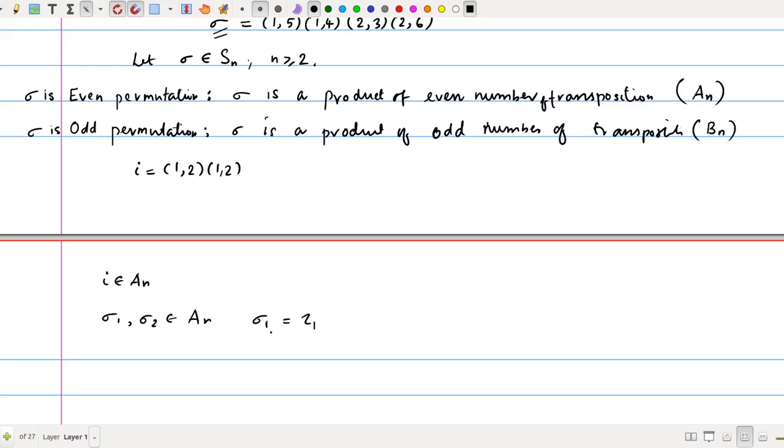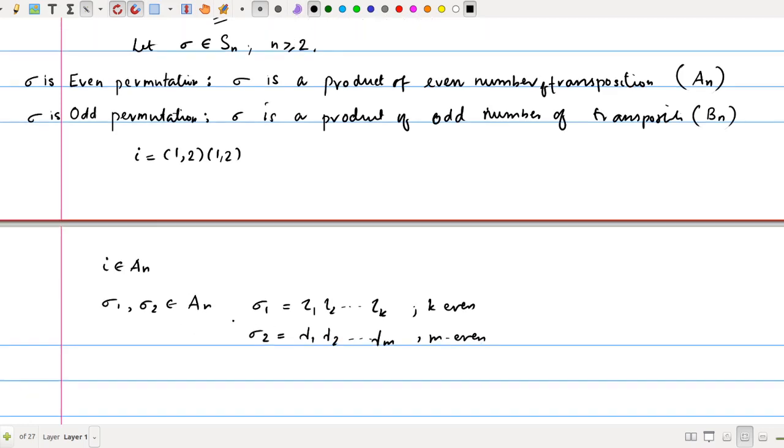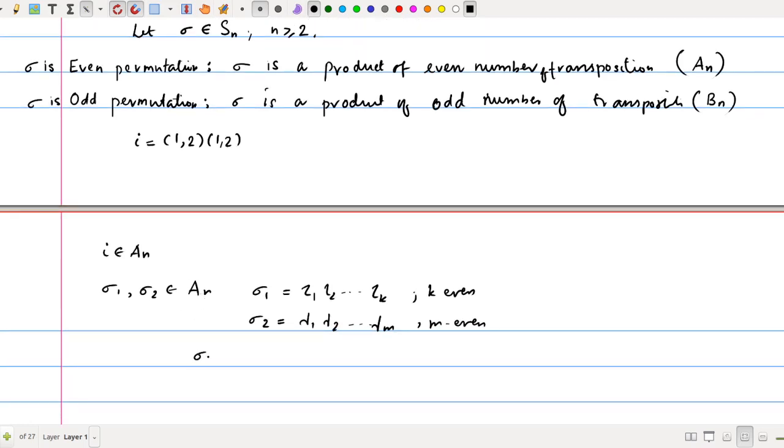That means if we write sigma 1 as tau 1, tau 2, etc., tau k, where k is even, and we can write sigma 2, which is also an even permutation, as gamma 1, gamma 2, etc., gamma m, where m is also even, because these two are elements of AN. Now what is sigma 1 sigma 2? This is nothing but tau 1, tau 2, etc., tau k, and gamma 1, gamma 2, etc., gamma m.